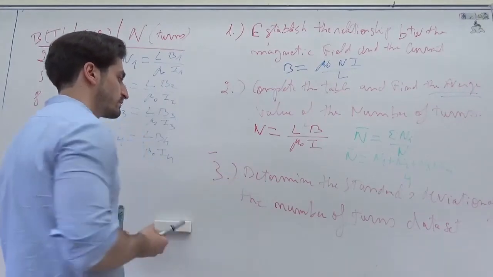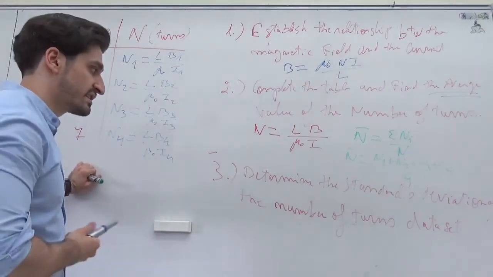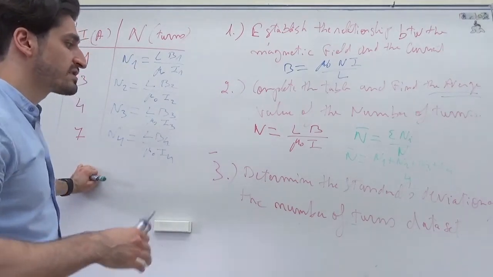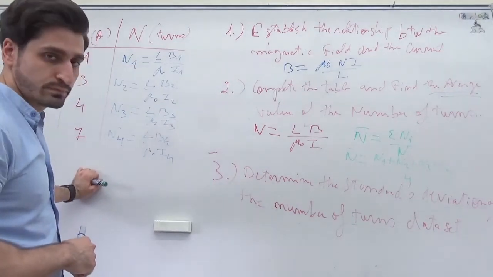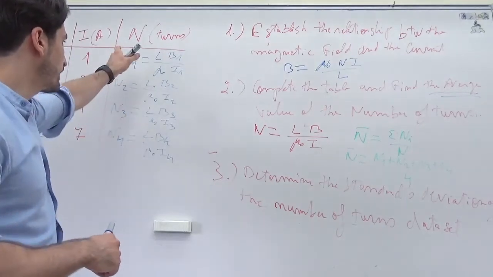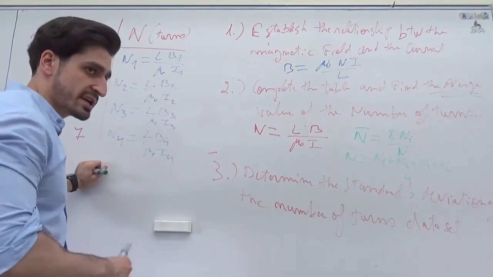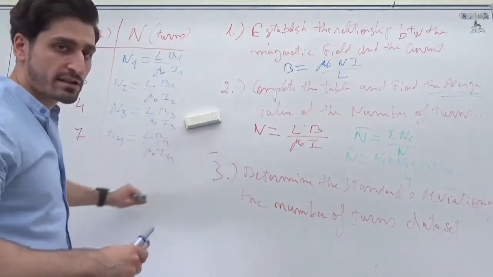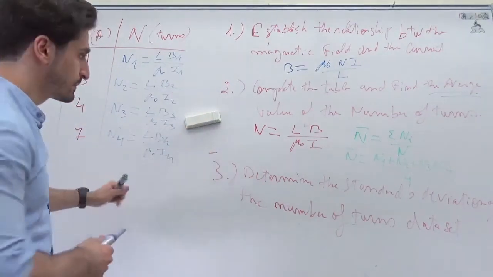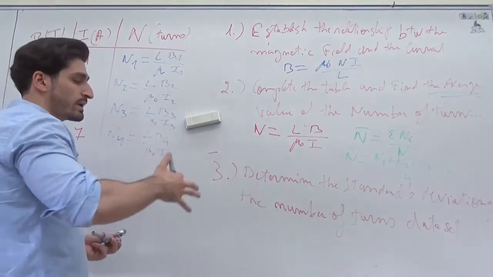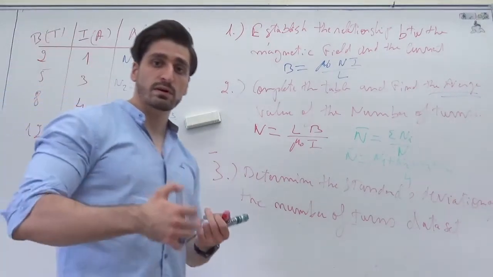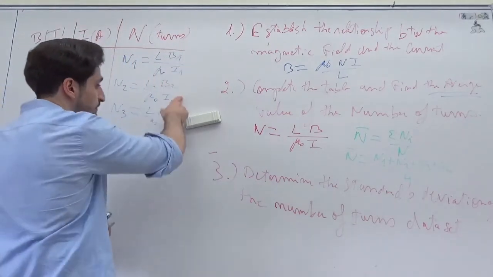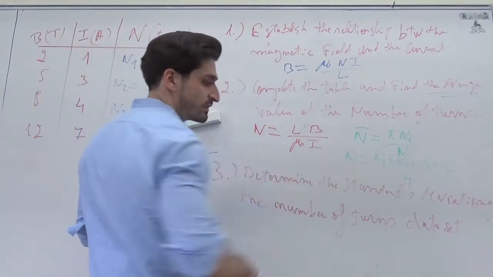Then we have the third question over here. In the third question, they are asking you to determine the standard deviation of the number of turns of the data set. So over here we have that entire data set of the number of turns, and we want to determine its standard deviation, meaning we want to find the standard deviation of the population. So in that case, going back to the previous example, if you remember, we started by finding the difference between each individual value and the average value over here.